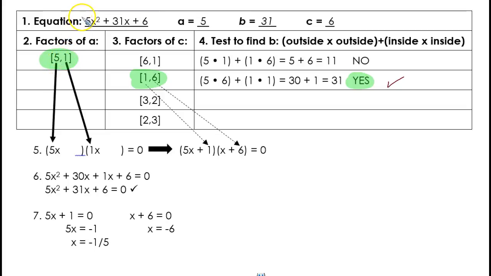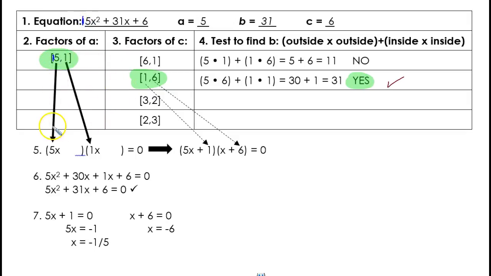If this were, let's say, 15 instead of 5, you would have to list out 5 and 1 and check all of these. And if none of them work, then you'd have to do the same thing with 3 and 5, because 3 times 5 is also 15. So it'd be 15 and 1. If this were a 1, it would be 15 and 1.